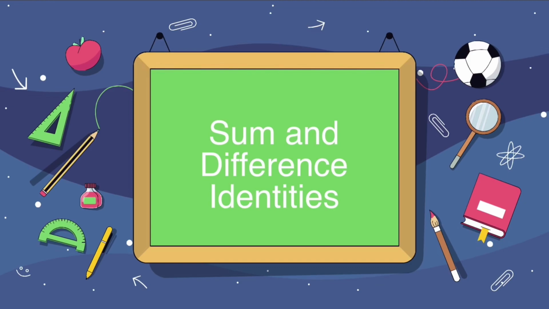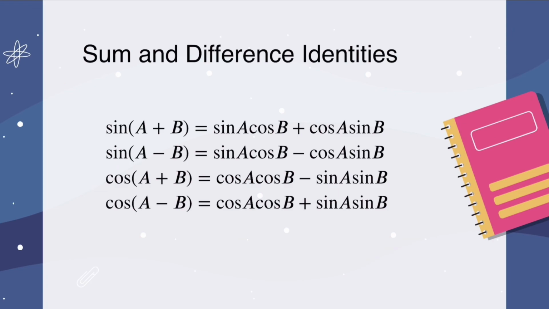We will also be discussing the double angle identities. We will be trying to solve different trigonometric functions using the following identities. So let's start with the sum and difference identities. I just have here four sum and difference identities, and we will just focus on the sine and the cosine.